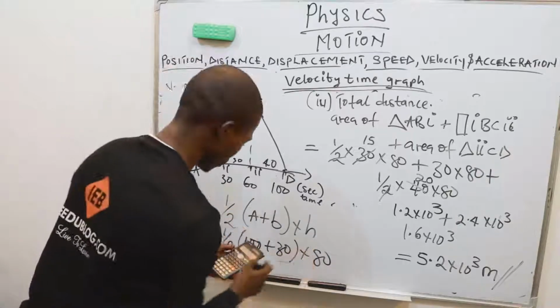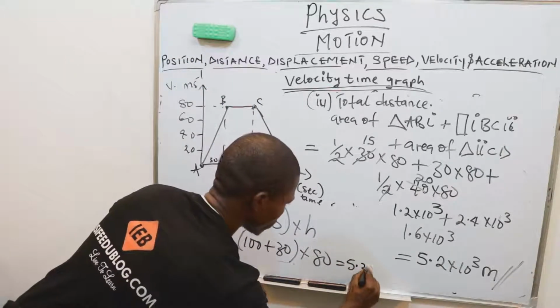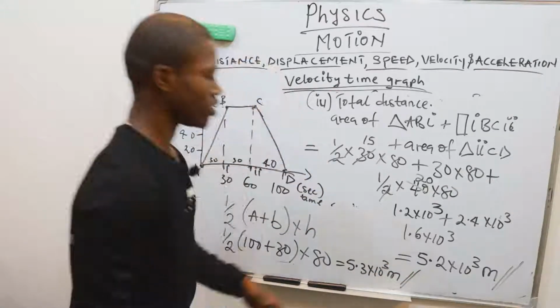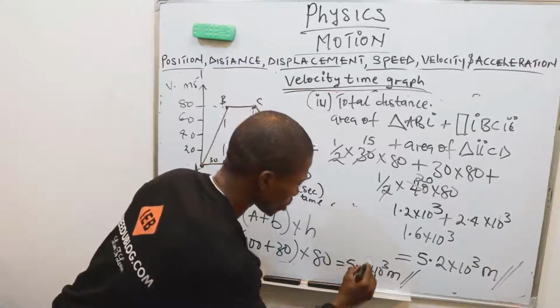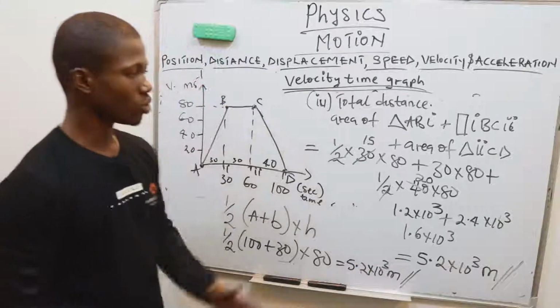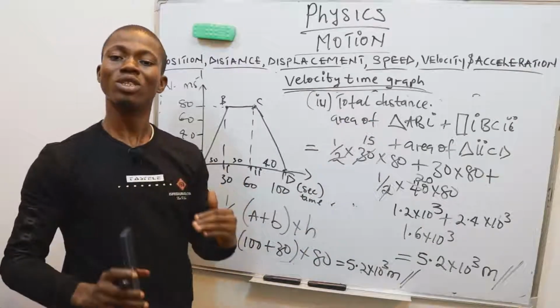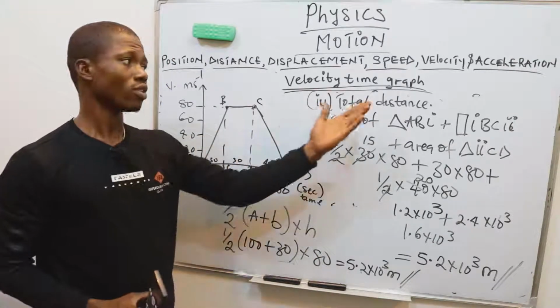It will still give us the same answer, which is equal to 5.2 times 10 raised to power 3 meters. This is our final total distance, sorry, 5.2, and if you check, we got the same answer. So there are two methods of finding this total distance, and distance is all about knowing the area of the shape formed in your velocity time graph.